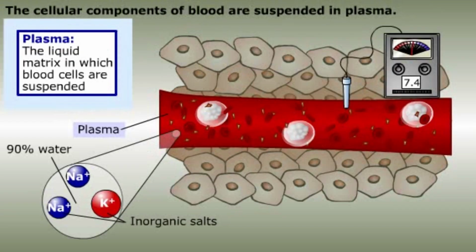The cellular components of our blood are suspended in a liquid matrix called plasma. Around 90% of plasma is water. Inorganic salts are dissolved in the water. The dissolved salts help maintain the osmotic balance of the blood, which is important for proper capillary exchange. The salts also help maintain the blood's pH.